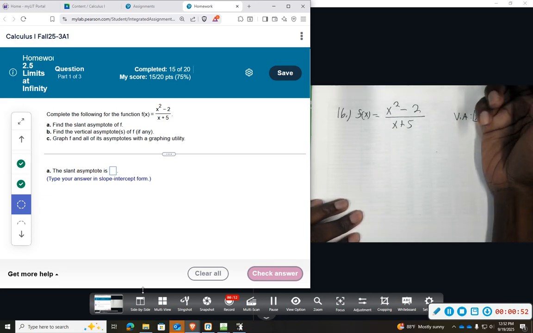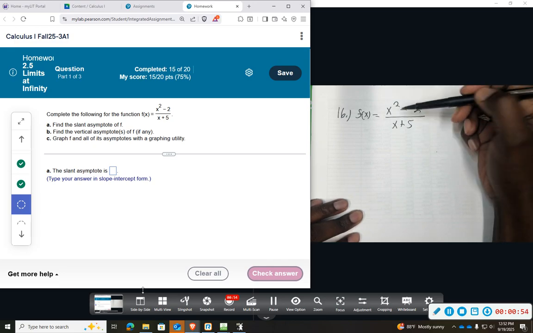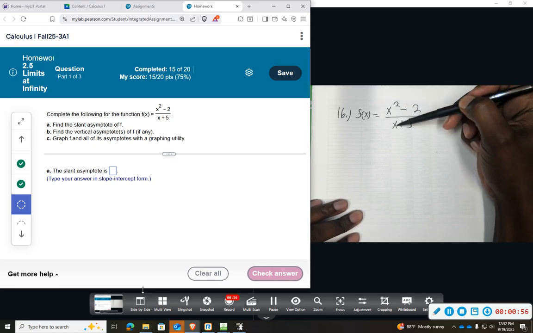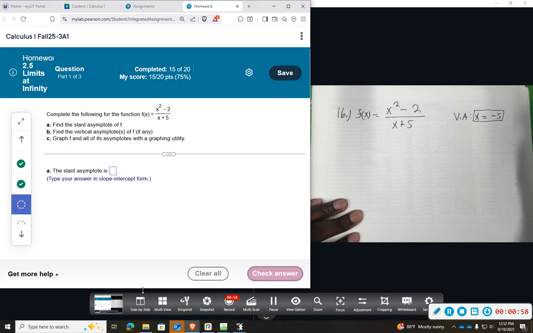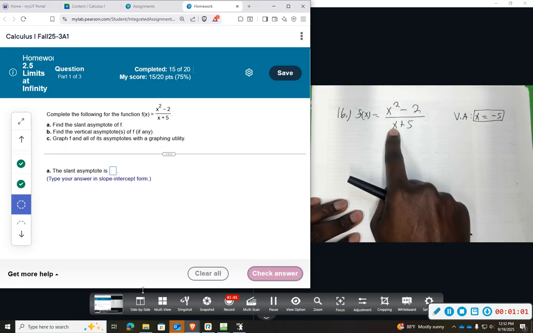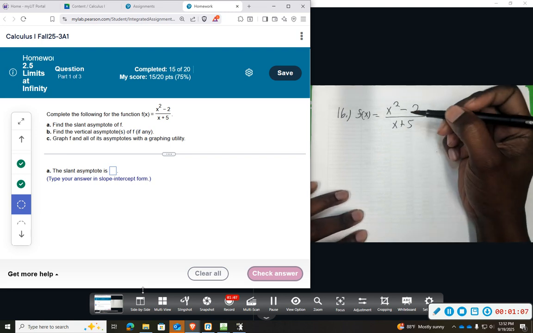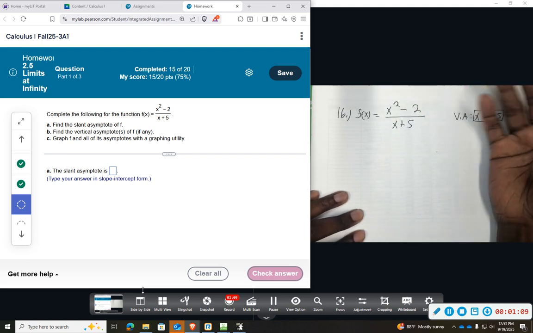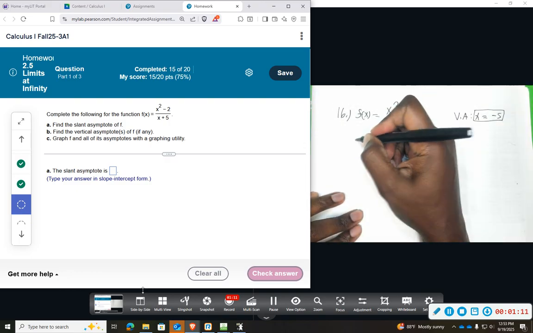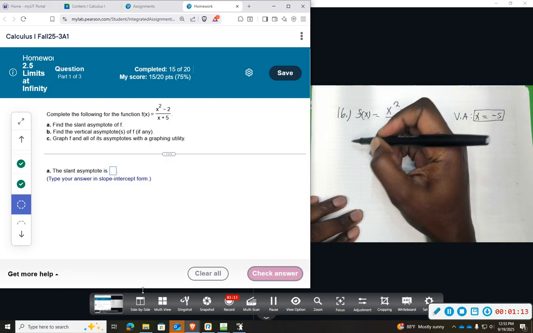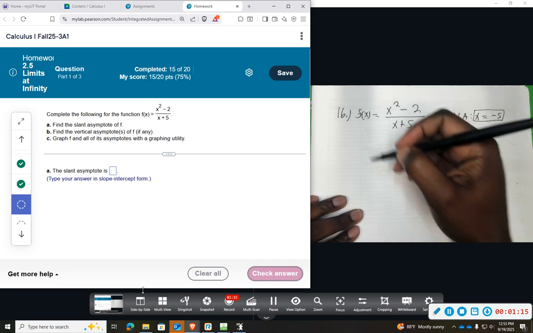When you look at the horizontal asymptote, you have to look at the degree of the top and the bottom. So we have a 2 and a 1. The top is exactly 1 more than the bottom, so in this case we will have a slant asymptote. To figure out that slant asymptote, we can either do long division or synthetic division. I'll do it with long division this time. It's just easier to see the whole thing with long division.